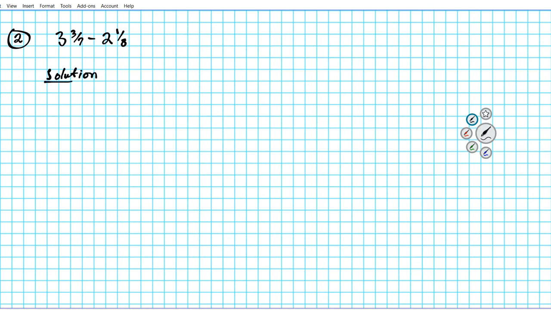So we're going to be going a little bit faster here. What we're going to do is take these two numbers and convert them into improper fractions. Okay, so let's write down what we're about to do. Convert to improper fractions.